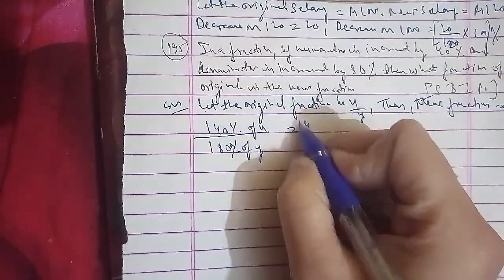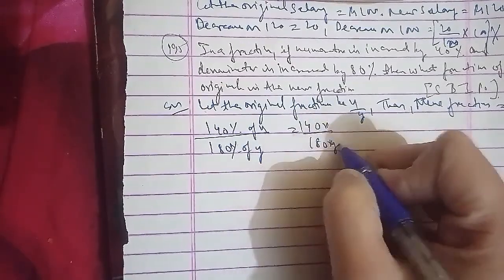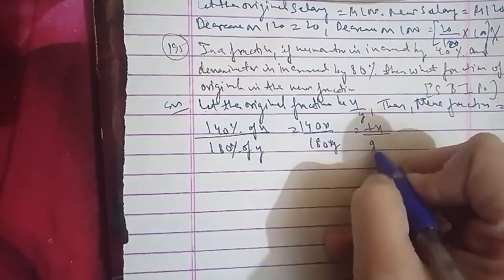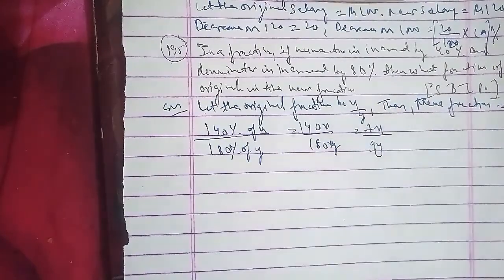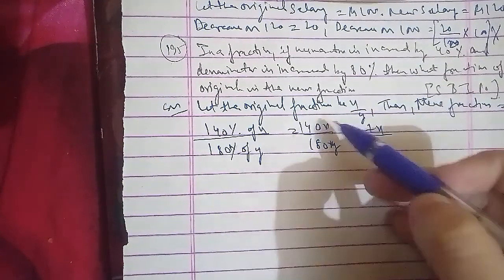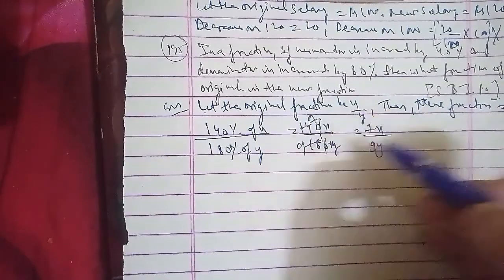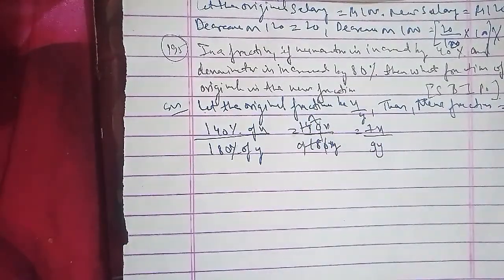After that, new fraction upon original fraction equals 7X upon 9Y into Y upon X. Y cancels Y, X cancels X, giving 7 upon 9. That is the answer for this question.